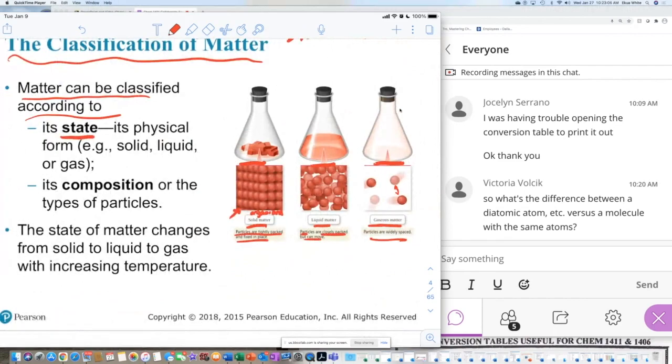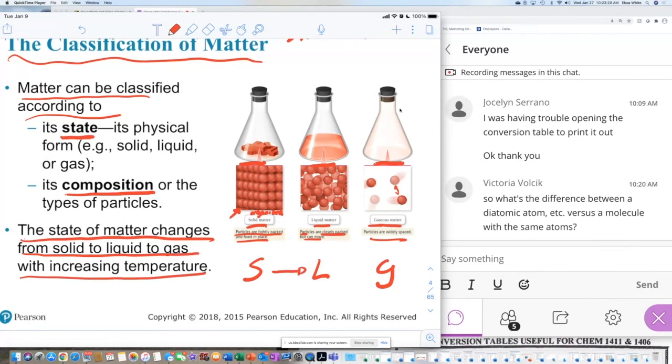Okay? So we classify matter based on the physical state, solid, liquid, gas, and then at some point based on the composition, the types of composition that we have in matter. We're told here the state of matter changes from solid to liquid to gas when you increase the temperature. From solid to liquid, increase temperature and you're able to make a solid a liquid. Increase temperature and you're able to make a liquid a gas.